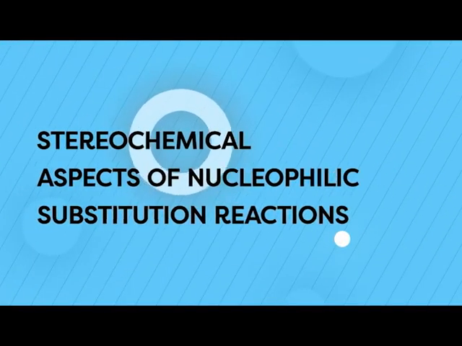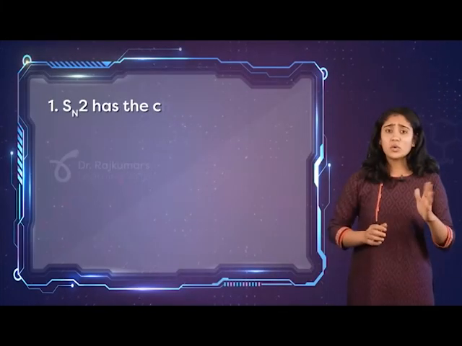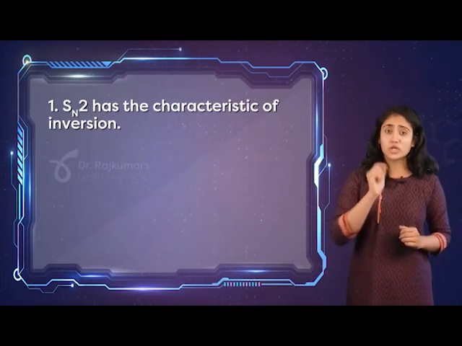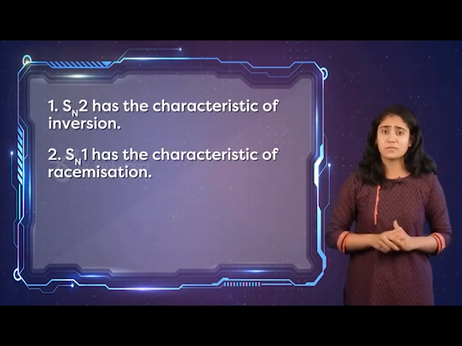In today's class, we will learn the stereochemical aspects of nucleophilic substitution reaction. In our previous video, we had learnt about two mechanisms, right? SN2 and SN1. Now, SN2 has a characteristic called inversion and SN1 has a characteristic of racemization.